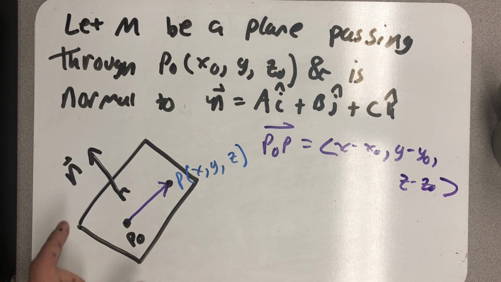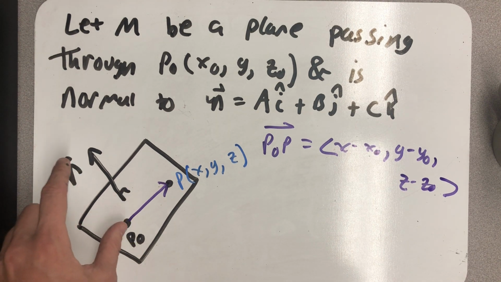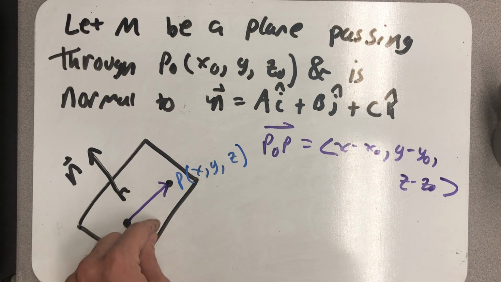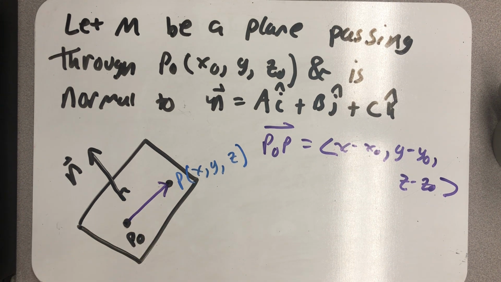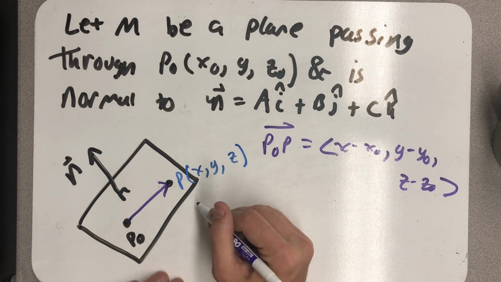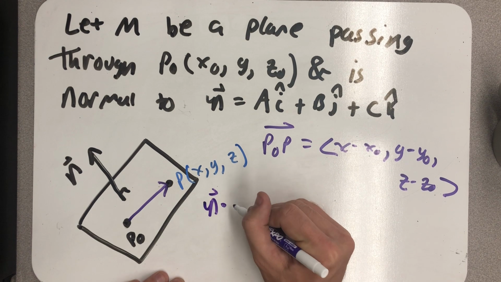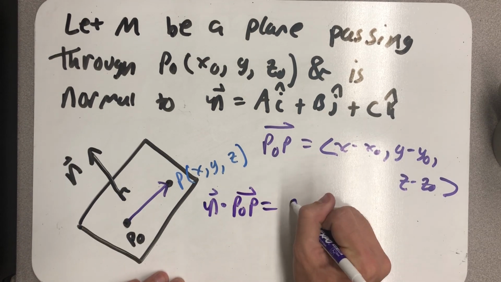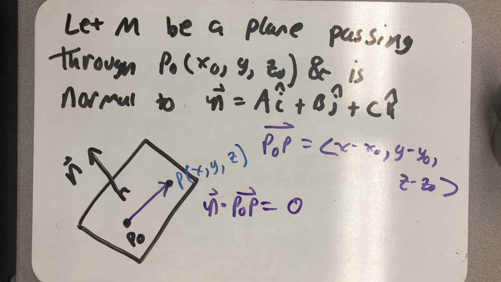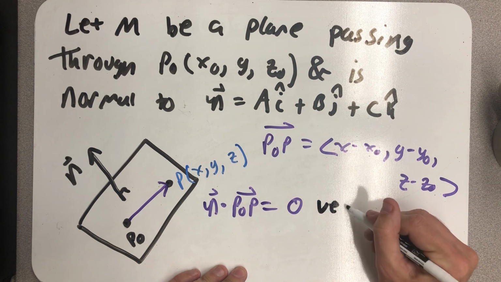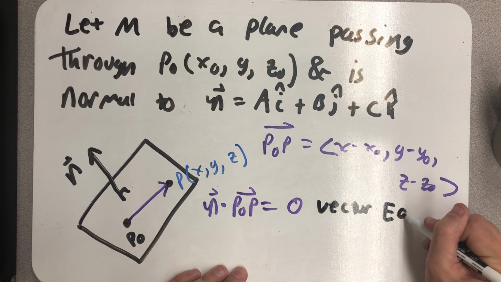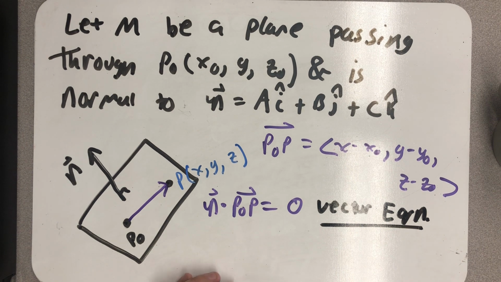All right, well now I could imagine sliding n around so it starts at P naught, and since the vector P naught P lives in my plane, it's perpendicular to that vector n. Another way to think about that is every vector in this plane has to be perpendicular to n, which tells me that n dot P naught P has to be 0. And right there, I actually have an equation that would describe a plane, and we call this one the vector equation of that plane. Very kind of boring, but it's true.